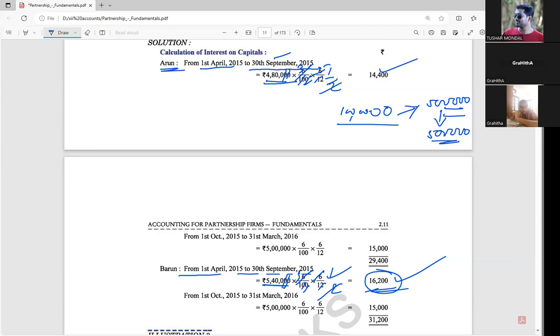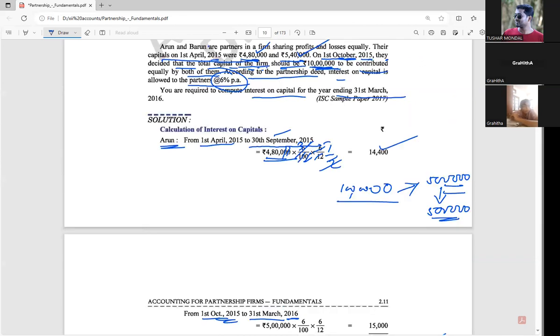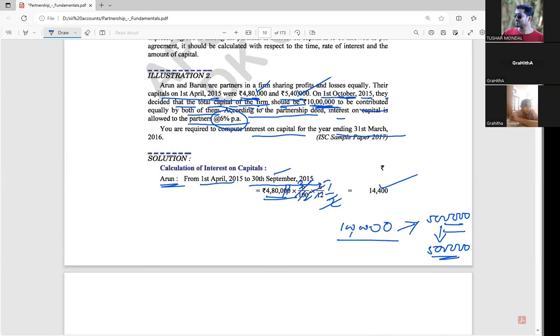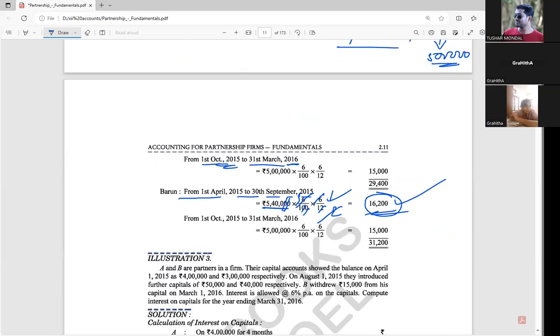Yes. So here, from 1st October to 31st March 2016, 15 and 16. The 15 was given from the beginning. So the situation is that October to March, October also included because of that 1st October. So October, November, December, January, February, March. Again, how many months? 6 months. So now 5 lakh into 6 by 100 into 6 by 12 for 6 months.